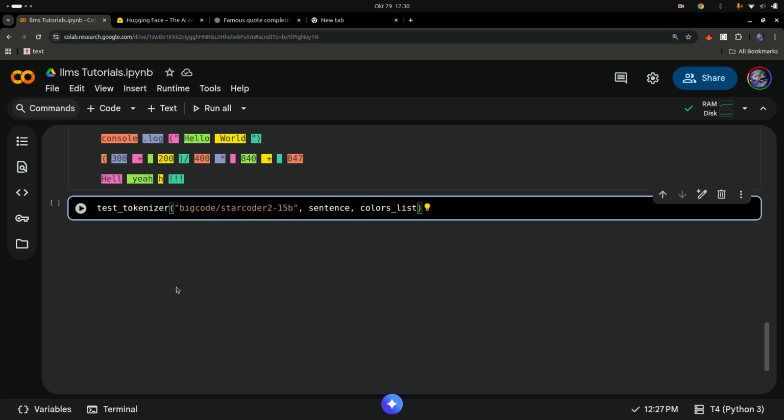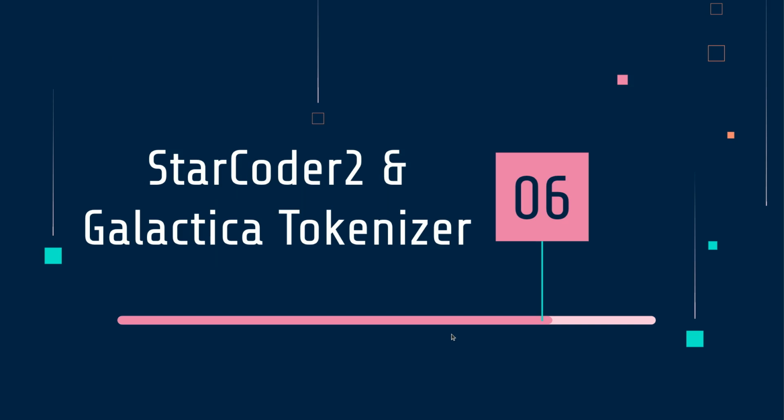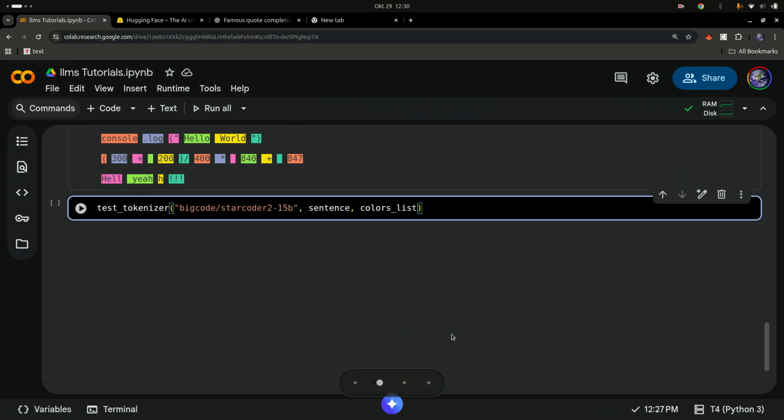One thing I also want to mention is that if you want to read about the GPT-4 tokenizer, you can scan this QR code. It takes you to the Hugging Face repository for this tokenizer, and you can read more about it. Each tokenizer has a repository, and also the StarCoder 2 and the Galactica tokenizers, which you're going to experiment with in a moment. You can read more about them using these QR links right here. For now, I'm going to go back in here. You're going to be using this tokenizer.